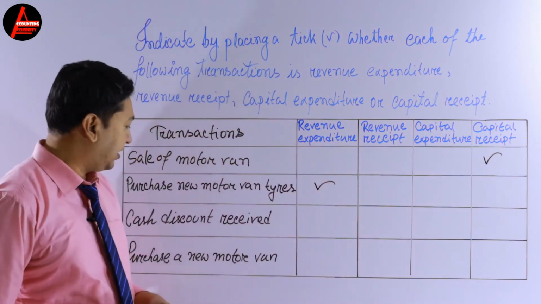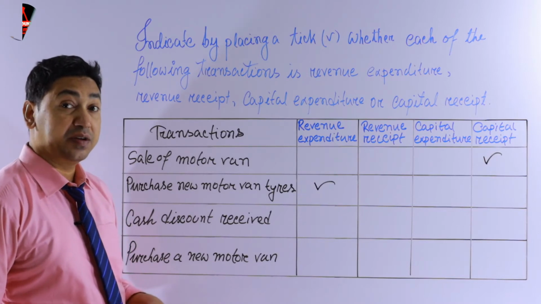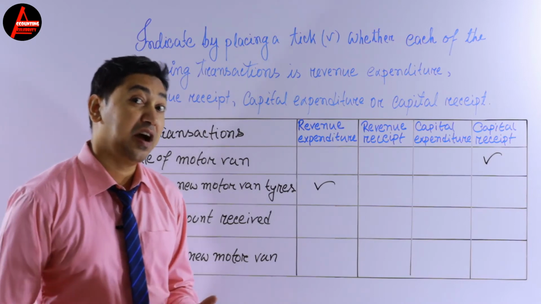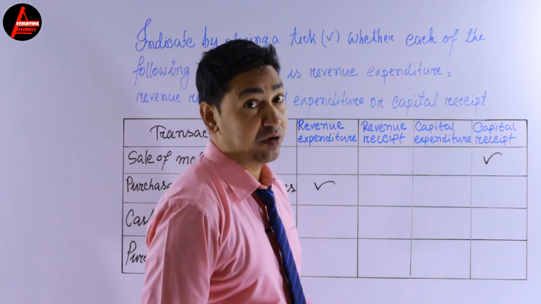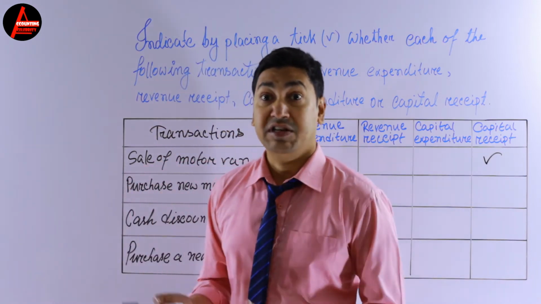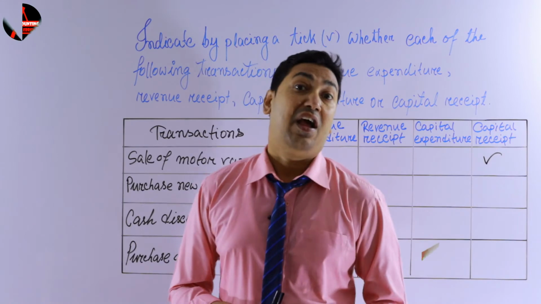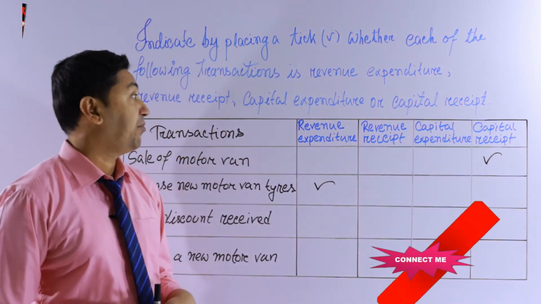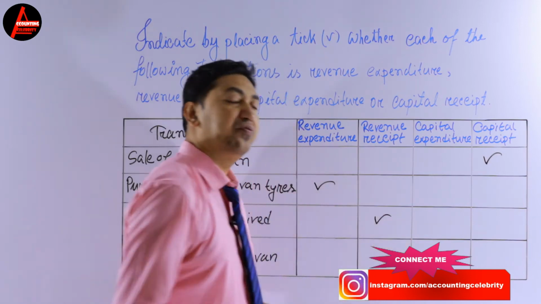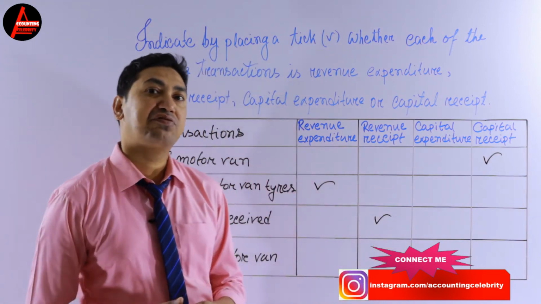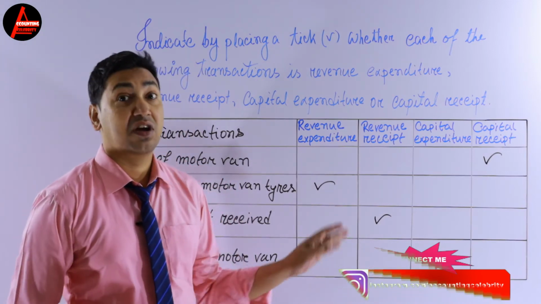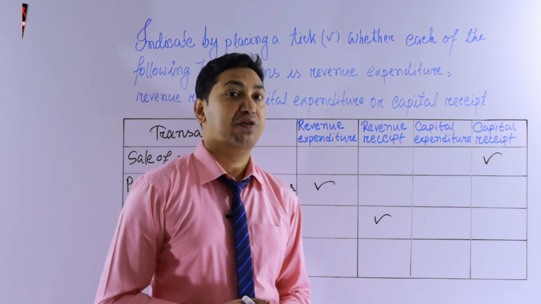So what is the next one? Discount receipt. What is discount receipt? Yes, it's an income, so it's a revenue, and this is also a recurring item. Multiple times these transactions happen in the business, and it is a revenue receipt. What more revenue receipts are there in the business? For example, commission received, interest received, rent received, sales revenue. These are all revenue receipts.